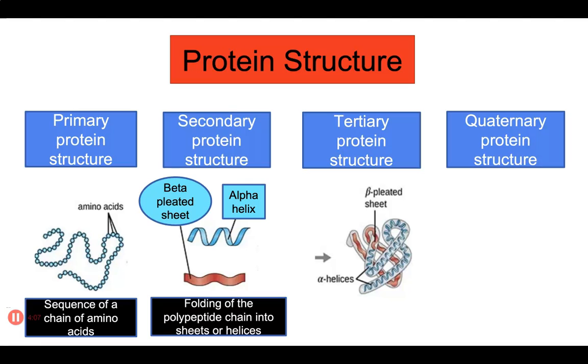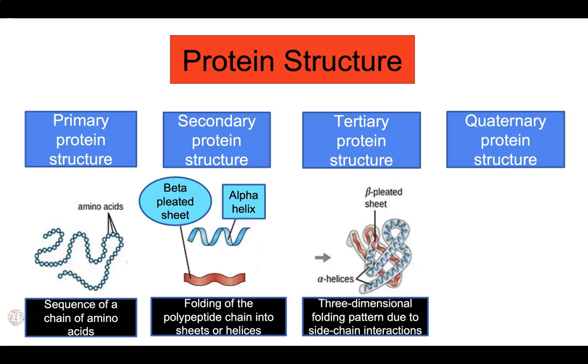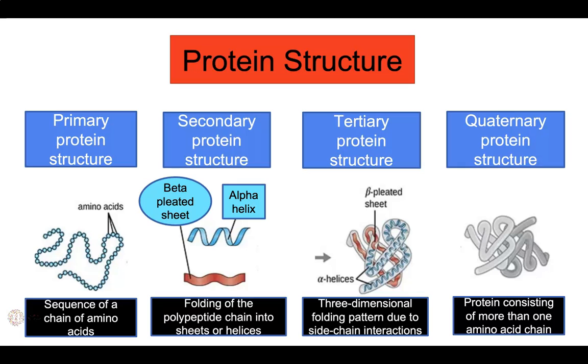Tertiary protein structure consists of a beta-pleated sheet as well as alpha helices. There is also a three-dimensional folding pattern due to side chain interactions. In the case of quaternary protein structure, the protein consists of more than one amino acid chain.